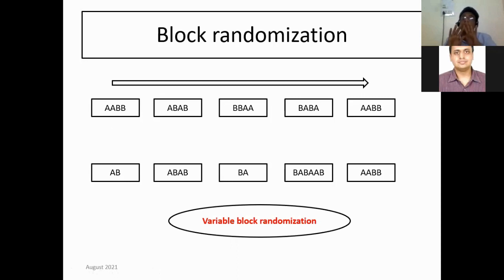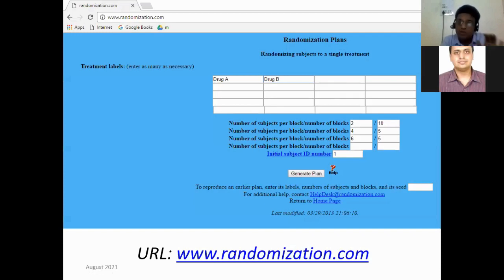So this is what is called variable size block randomization. And in most of our theses, we generally tend to use this kind of block randomization. If you visit randomization.com, it's a very, very simple thing. You can just write drug A and drug B. You know that the number of subjects required per block will be 2 and you need 10 blocks. So you can write the number of subjects per block and the number of blocks.